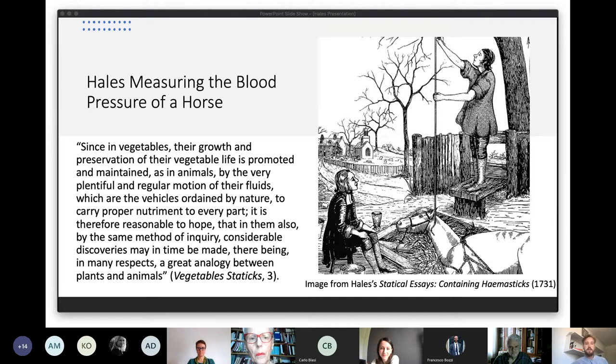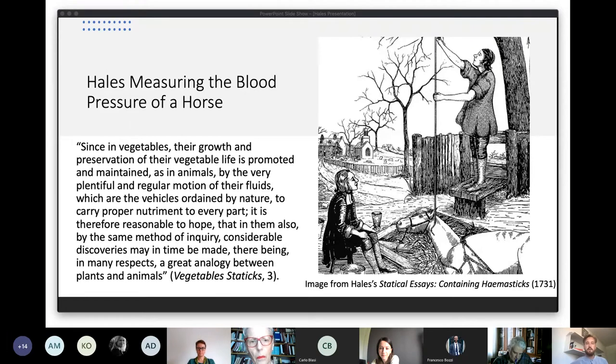As Hales put it, in relation to the study of the motion of fluids, by the same quantitative method of inquiry, considerable discoveries may in time be made, there being in many respects a great analogy between plants and animals. Hales also maintained that in vegetables, their growth and the preservation of their vegetable life is promoted and maintained, as in animals, by the very plentiful and regular motion of their fluid.